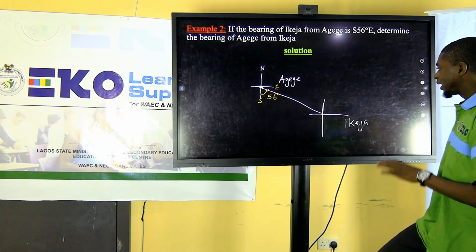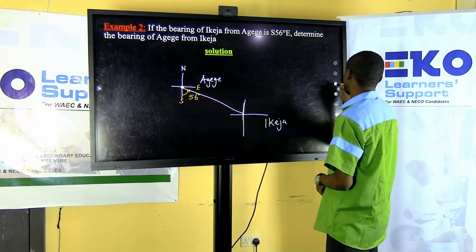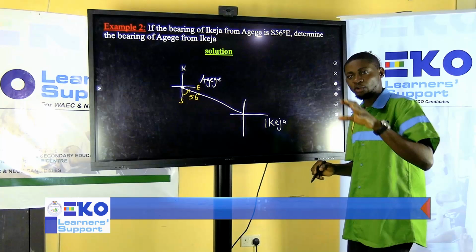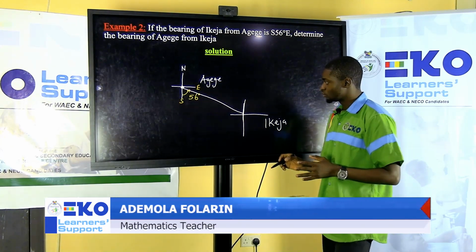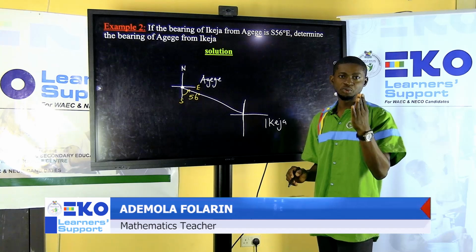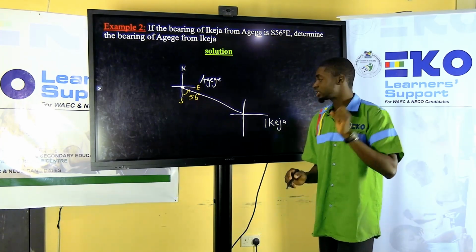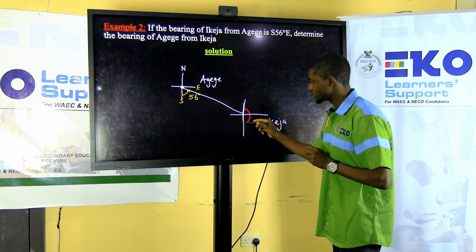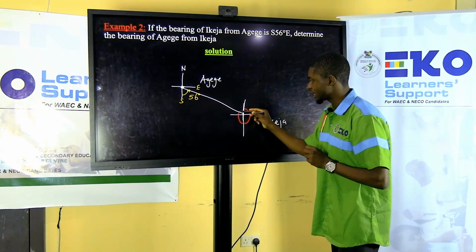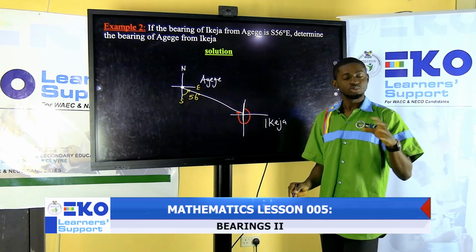So what will be the bearing of Agege from Ikeja? Bearing of Agege from Ikeja. So the bearing of Agege from Ikeja now, there are two ways to view it. However, start from three figures so that you can have clear understanding. From the north, it rolls this way, 180, 270, and it's bigger than 270, but it's not up to 180.